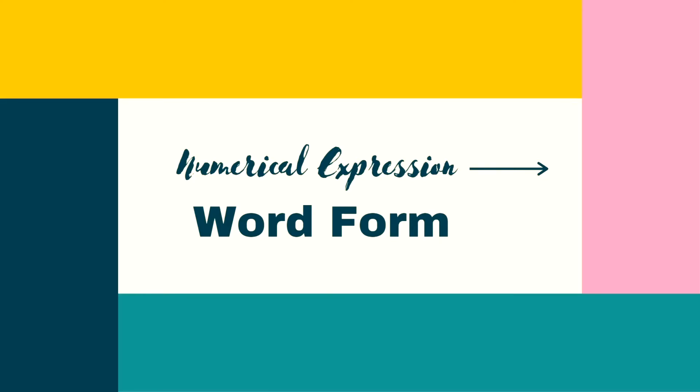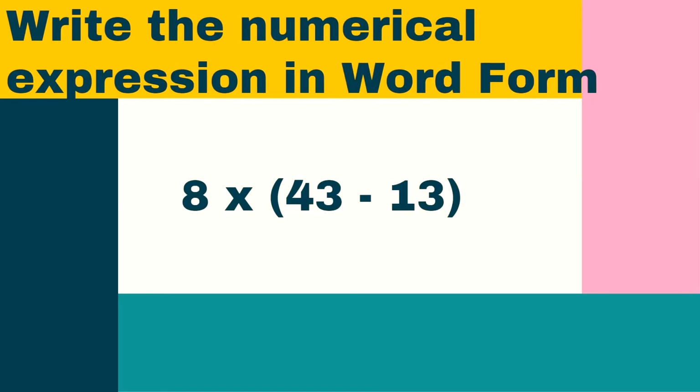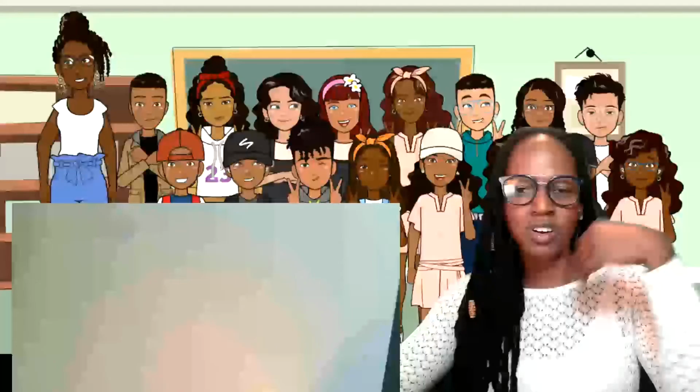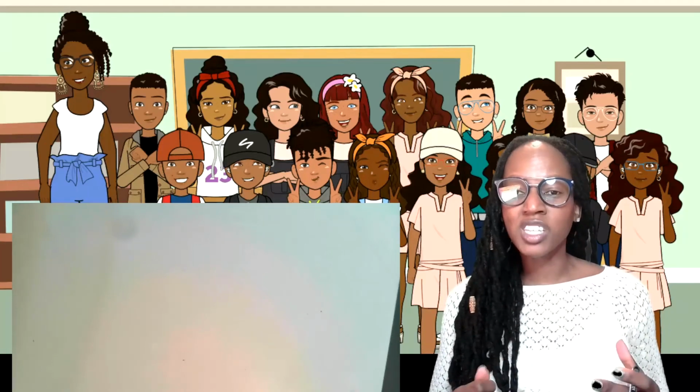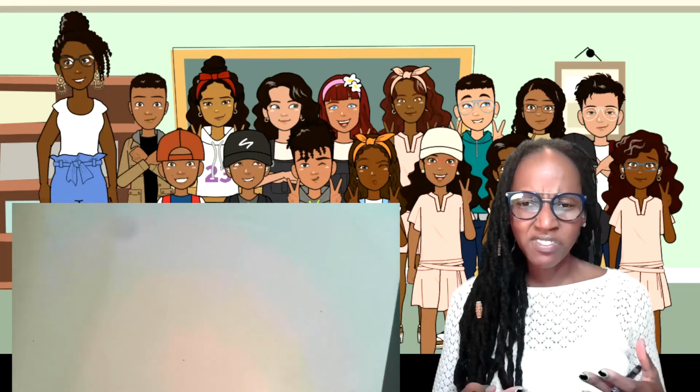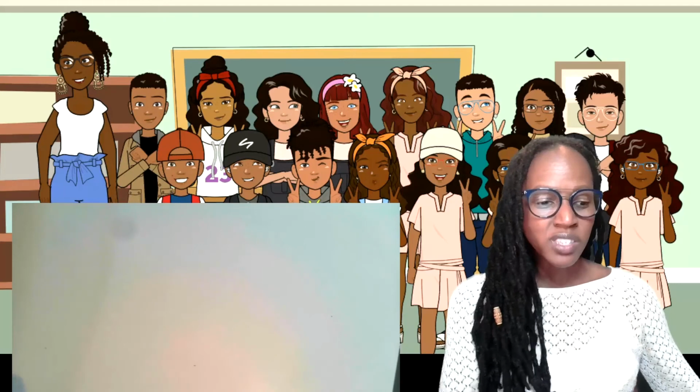Okay, so we're going to go from the numerical expression now to word form. Here's our first example. We want to write the numerical expression 8 times (43 minus 13). Now, it seems like we should just write those numbers in that manner. But what I remember is that the parentheses tells me what I'm evaluating first. So I have to kind of explain what's in the parentheses.